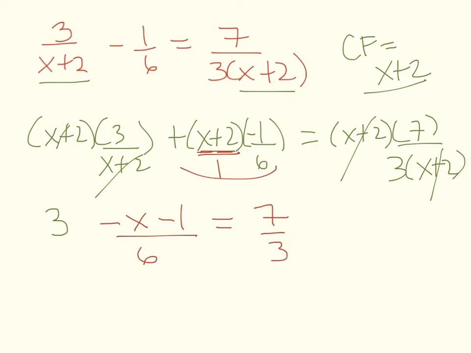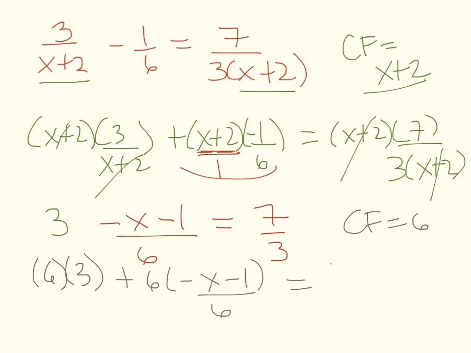So now I'm going to get rid of my denominators again, and my common factor now will be 6, because both 3 and 6 go into 6 evenly. So I have 6 multiplied by 3, a +6 multiplied by -x, -1 over 6, is equal to 6 multiplied by 7 over 3. So the 6's cancel out, and our 3 gets canceled out. 3 goes into 3 once, and it goes into 6 twice.